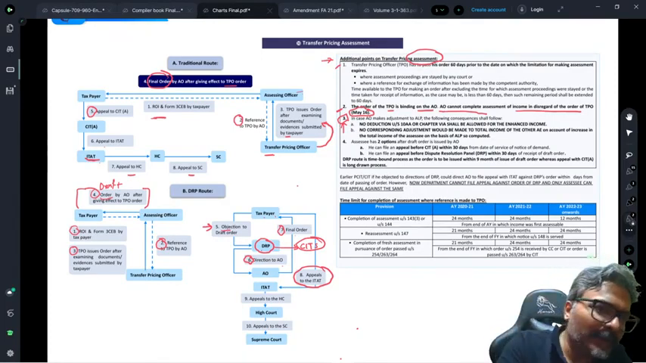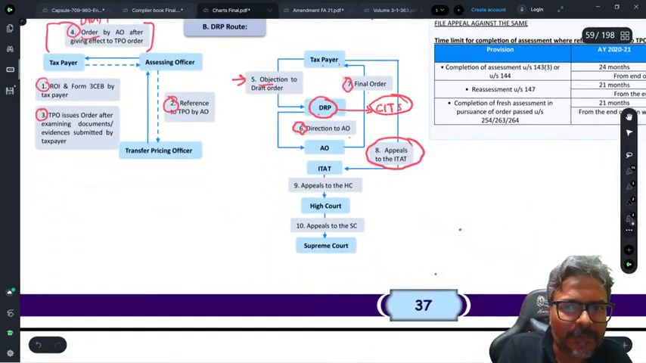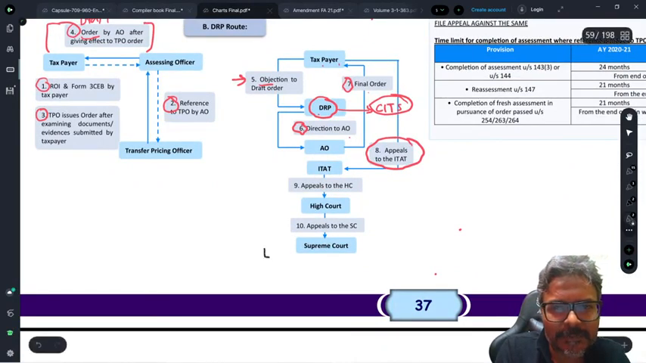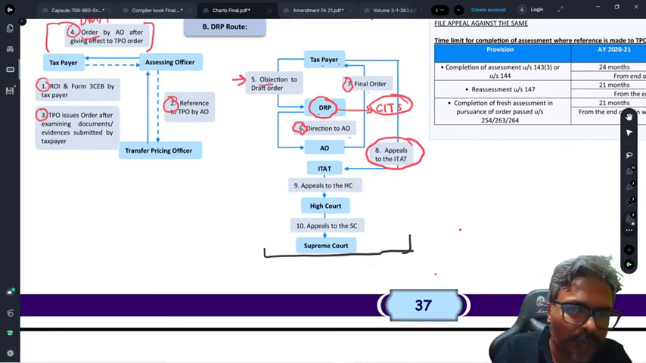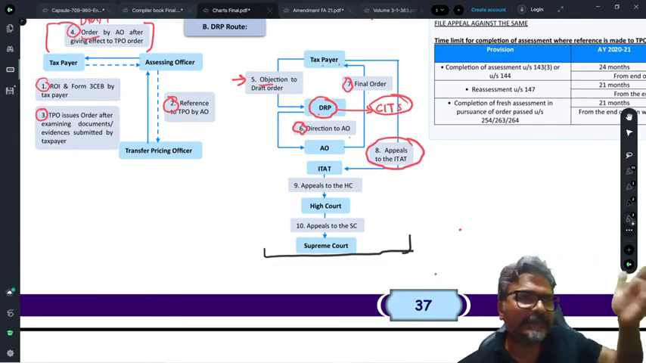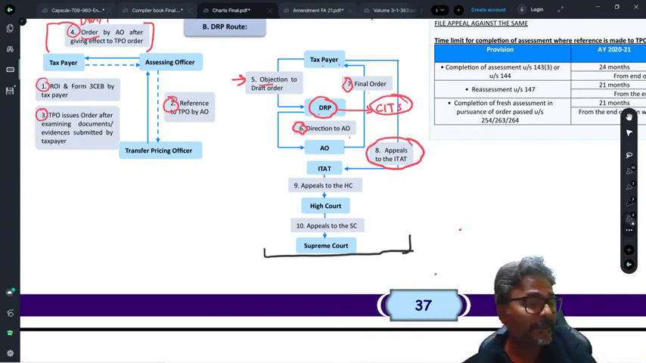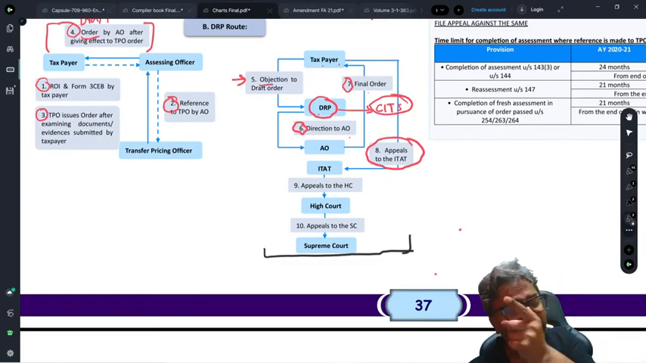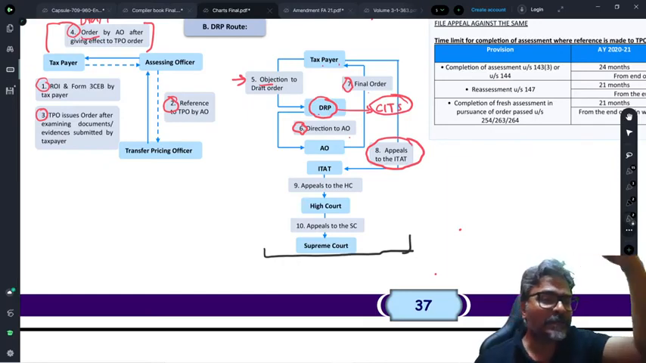Fine, students. One very important question, just the last point before we move to our next segment. This DRP will get over, and so will be the assessment. Please pay attention. Very important question for your May 22 attempt. Supposing the assessee has made an objection against the draft order before the DRP. The DRP has given the direction to the assessing officer. Based on that direction, the AO has passed the order.